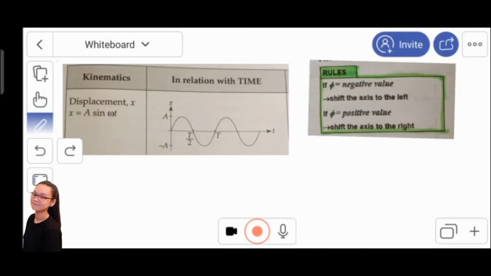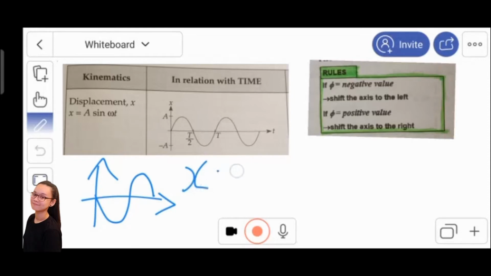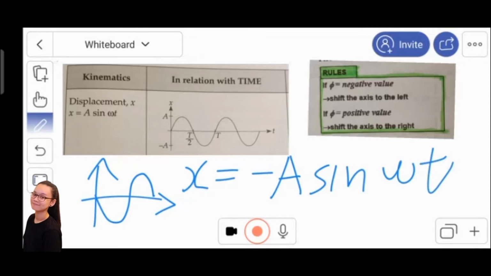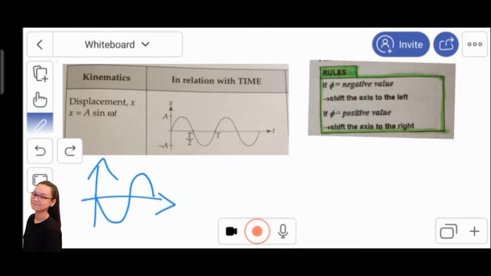How about in case we get the axis like this? We can see obviously this is a negative sine graph, so we get the formula as S equal to negative A sine omega t. We can get the second formula in sine term for this graph by following this rule.